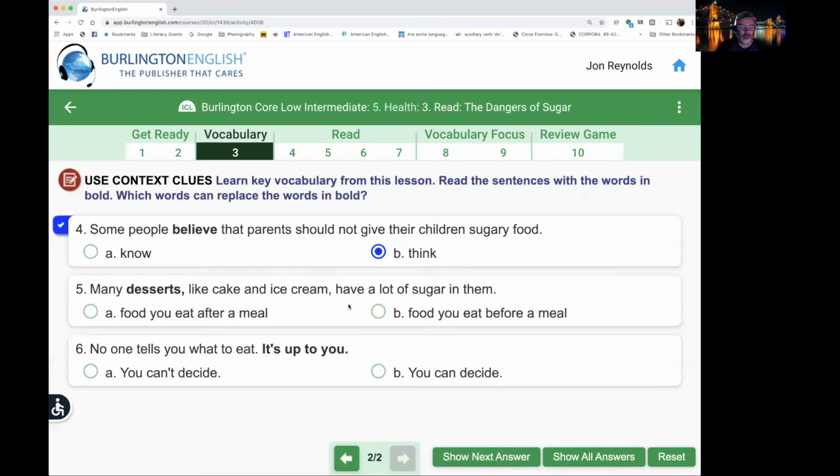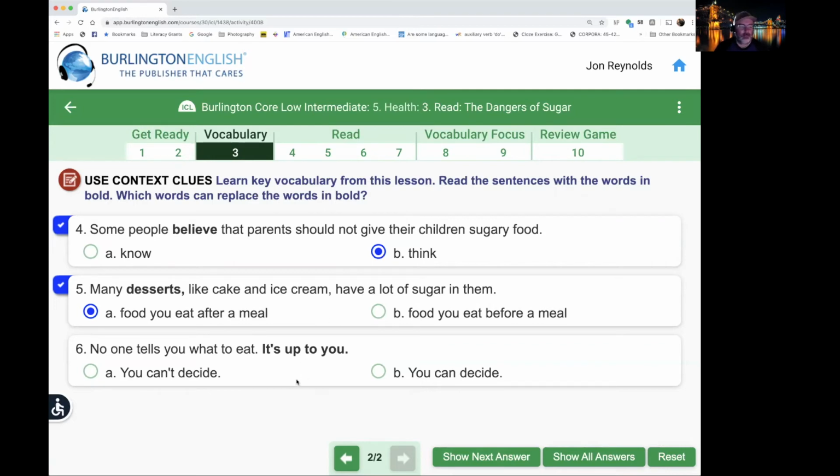Okay, number five, desserts. You might know this word already. So is a dessert something we eat before or after? Well, hopefully you said after a meal. Now, I like cake and ice cream, but I'm not going to eat them before I eat my food. I'll eat them after. So they are desserts.